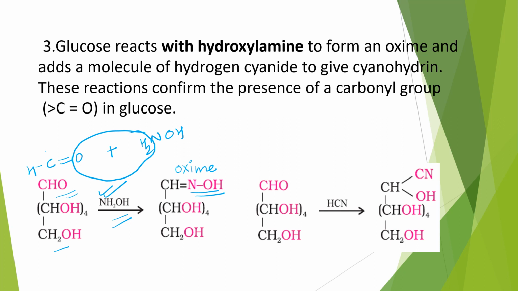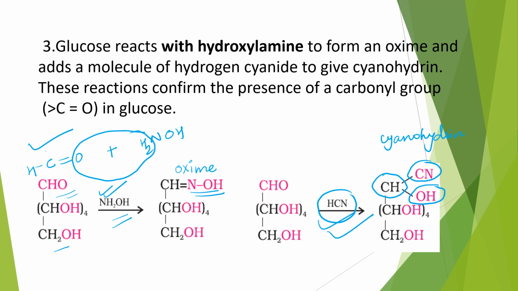Second is, if glucose is treated with HCN, hydrogen cyanide, it leads to the formation of cyanohydrin. So what is cyanohydrin? When a cyanide group, that is CN, and OH are present on the same carbon atom, that structure is known as cyanohydrin. So there are two reactions which confirm the presence of carbonyl group in glucose. First is the reaction with hydroxylamine and second is the reaction with hydrogen cyanide.